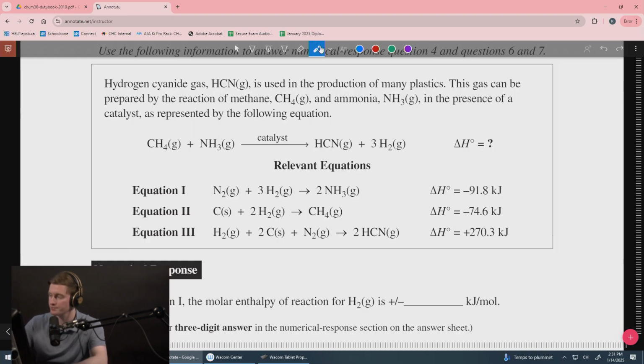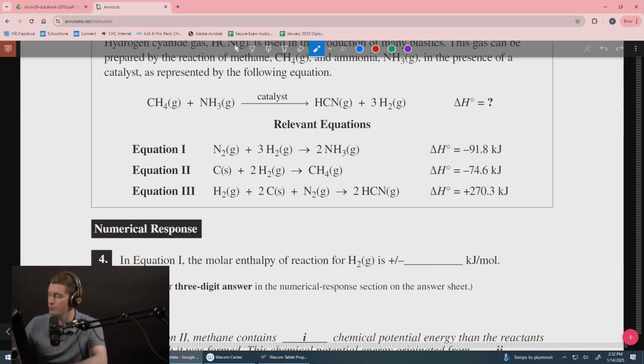Let's get started. Hydrogen cyanide gas, HCN gas, is used in the production of many plastics. This gas can be prepared by the reaction of methane, CH4, and ammonia, NH3, in the presence of a catalyst as represented by the following equation. Methane plus ammonia with a catalyst becomes hydrogen cyanide gas and 3 moles of hydrogen gas with an unknown change in enthalpy. Okay, here's some relevant equations.